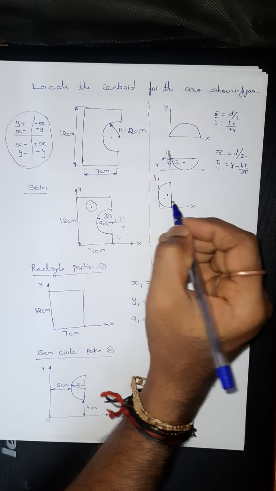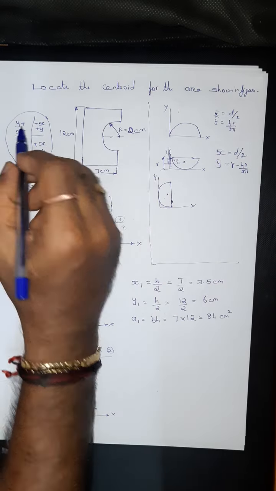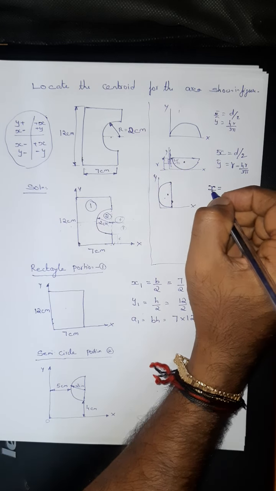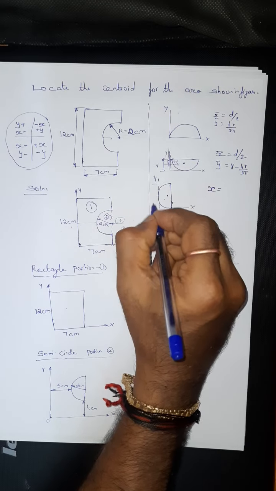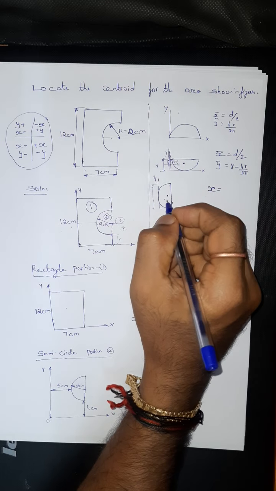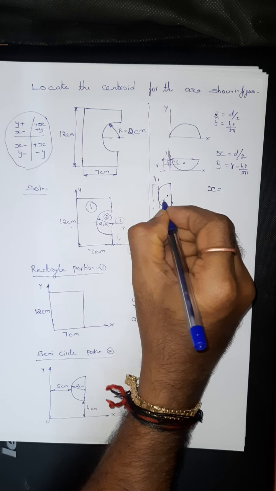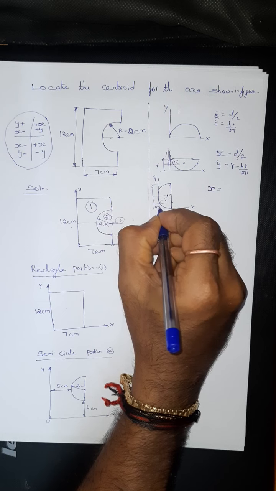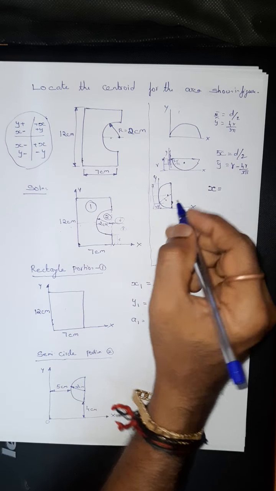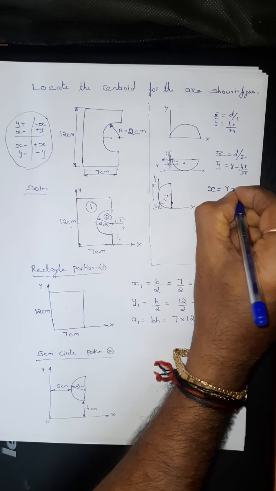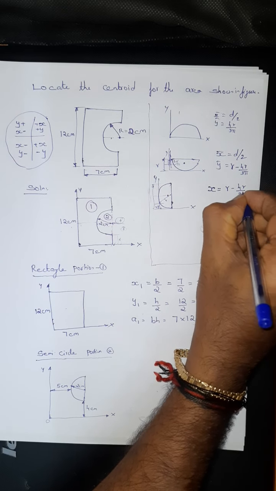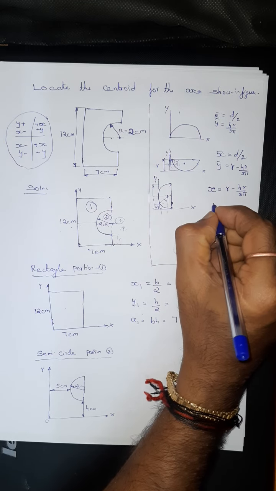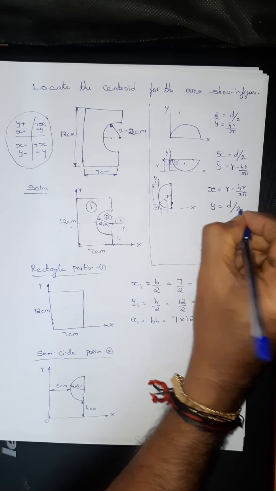This is in the second quadrant, right? So in the second quadrant, x is negative. So x is equal to, just observe carefully. This total distance is r, and the position is somewhere here, that is 4r by 3 pi. So this could be written as r minus 4r by 3 pi, right, and y is equal to d by 2.